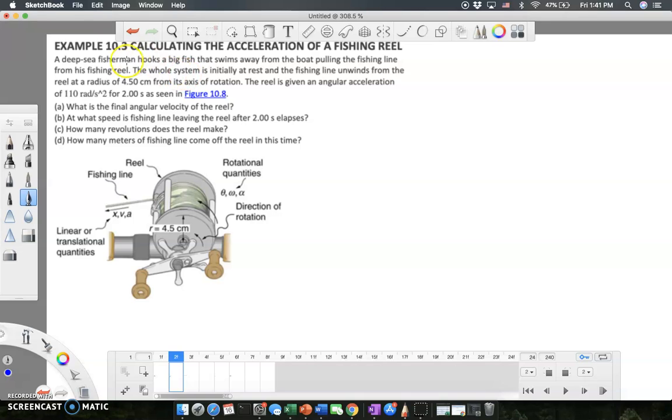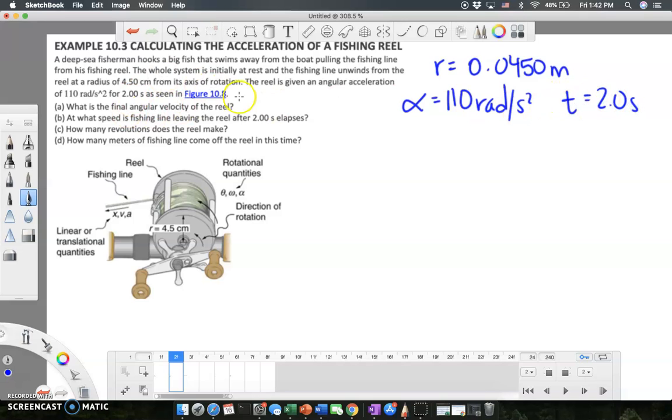So the problem states we have a deep sea fisherman who hooks a big fish that swims away from the boat, pulling the fishing line from his fishing reel. The whole system is initially at rest, and the fishing line unwinds from the reel at a radius of 4.5 centimeters or 0.045 meters from its axis of rotation. The reel is given an angular acceleration of 110 radians per second squared for 2 seconds, as seen in this figure.